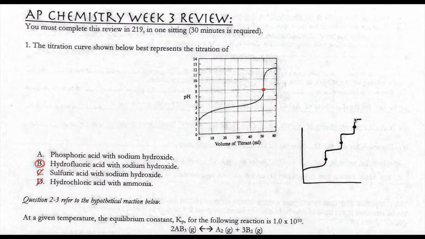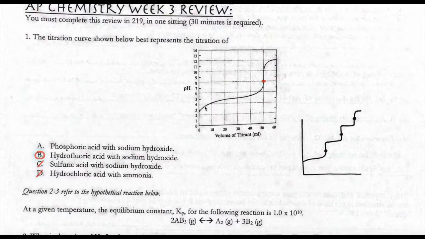So number one, it says the titration curve shown below best represents the titration of. Well, if you look at this titration, you start with an acidic solution, so you know you've got an acid. If you notice at your equivalence point, your pH is going to be higher than 7, okay? And so therefore, I know that if I'm titrating with a strong base, then the acid that I start with must be weak, since the pH is going to be higher than 7 at your equivalence point.